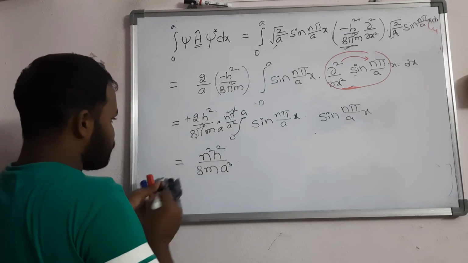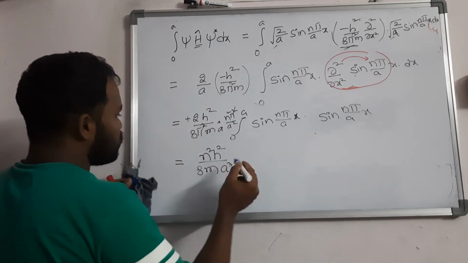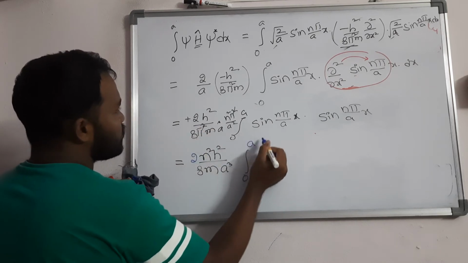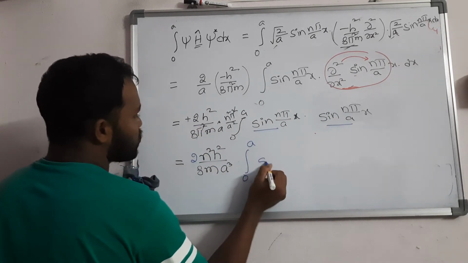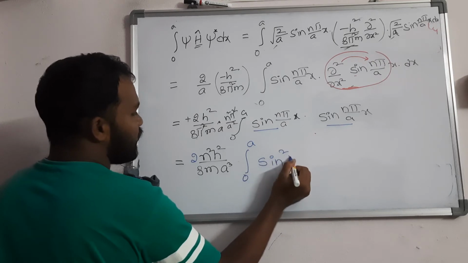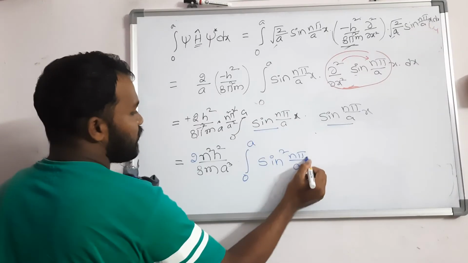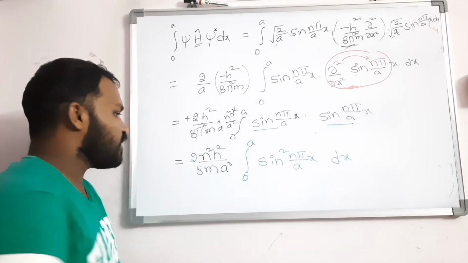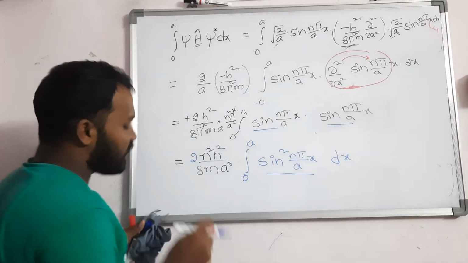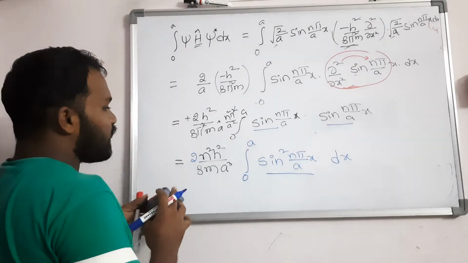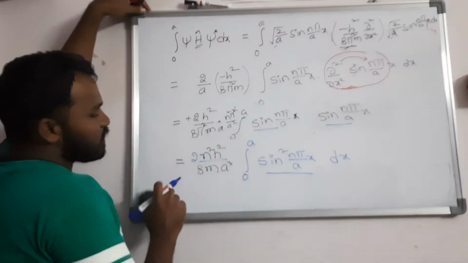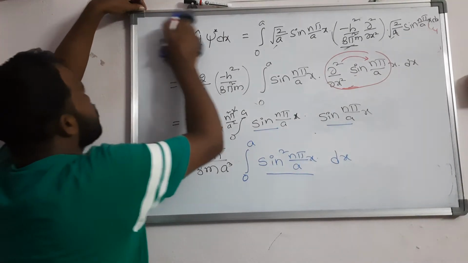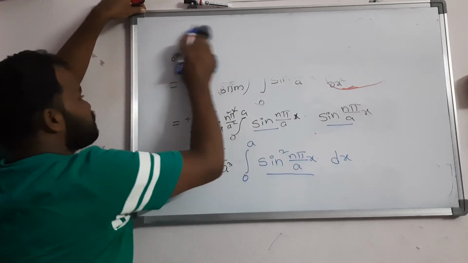So limits 0 to a, here 2 is there, 2 you should write, 0 to a, sin x into sin x is sin square n pi by a into x, dx. Already in starting classes I told you the sin square x formula. Sin square x formula is what? 1 minus cos 2x by 2. So that formula you should write in the next step.